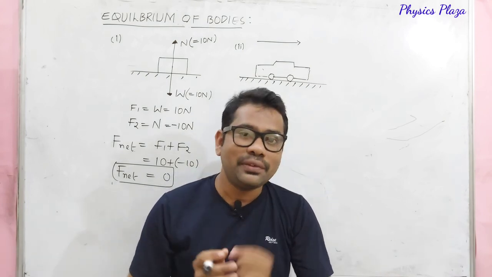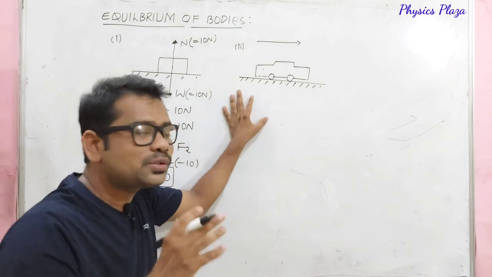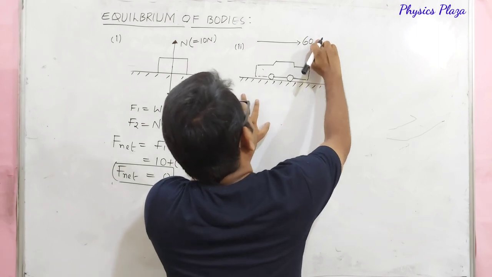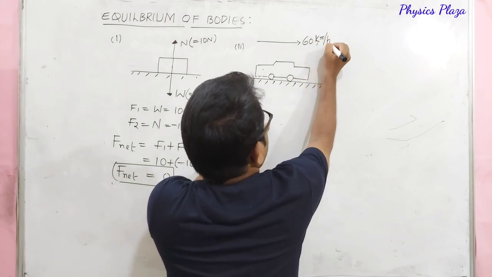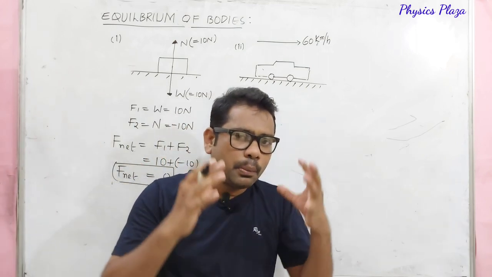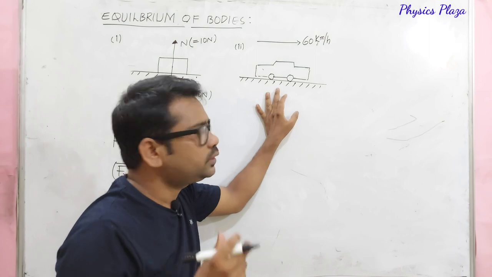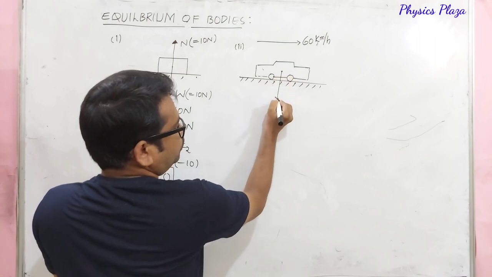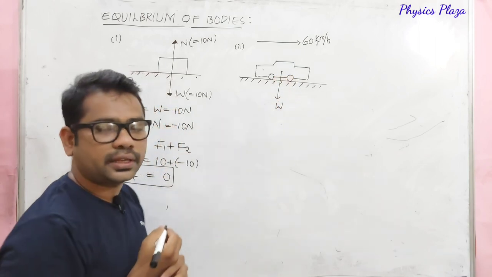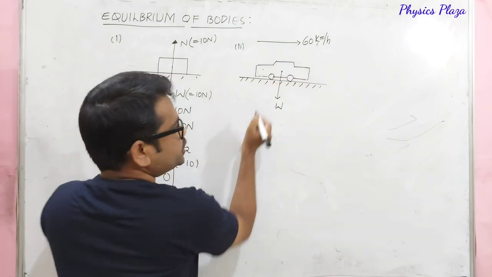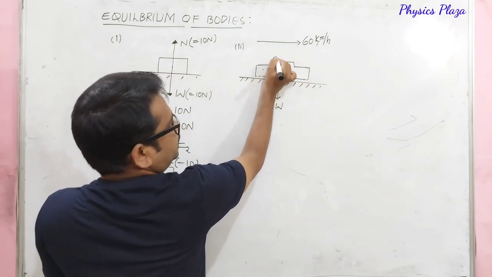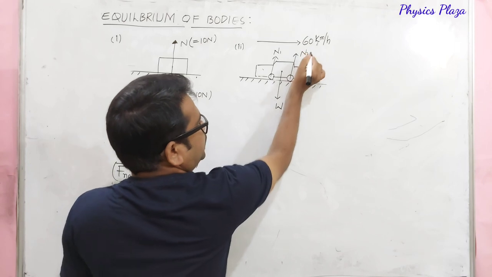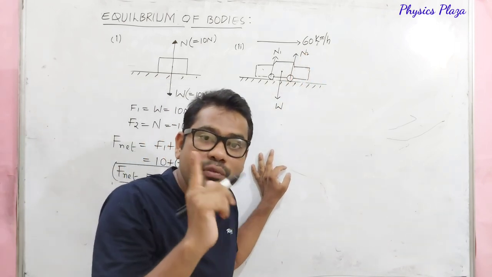If it is going along a straight line path, we can say that the car is going with a uniform velocity, 60 kilometers per hour. But let us think about the case: don't you think that some forces are acting on this car? Obviously, the car's weight will be acting downwards, whereas due to the tires, N1 is acting upwards and N2 will be acting upwards.